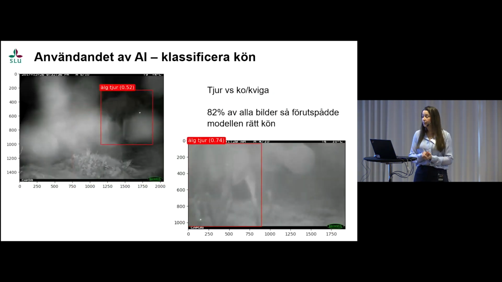Here are two examples where the model did not classify correctly. We have females, but it says they are males. But you also see that these are challenging images. It's really foggy, and in the lower one you only see half of an animal.